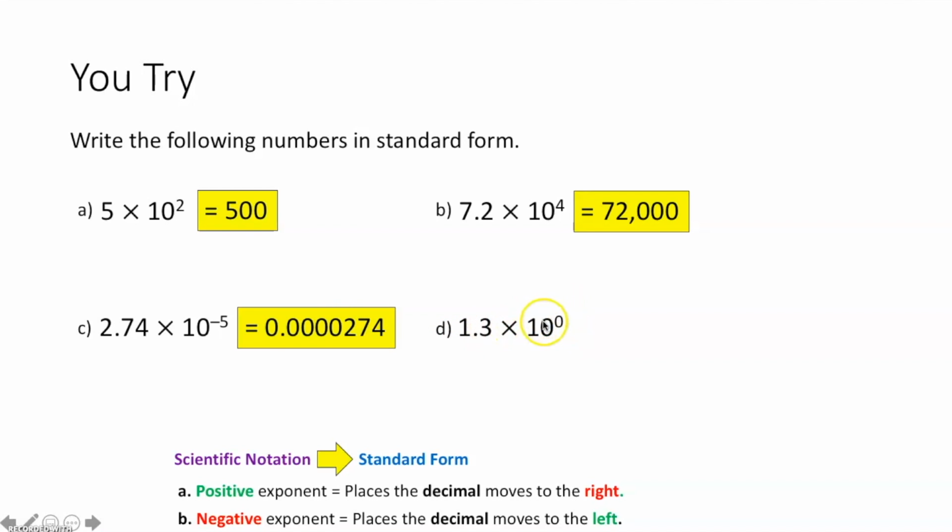Lastly, I have 1.3 times 10 to the 0. Again, 10 to the 0 is 1, and 1 times 1.3 is just 1.3. Or you can think about it, we're not moving the decimal place because our exponent is 0. So you just leave it as 1.3.